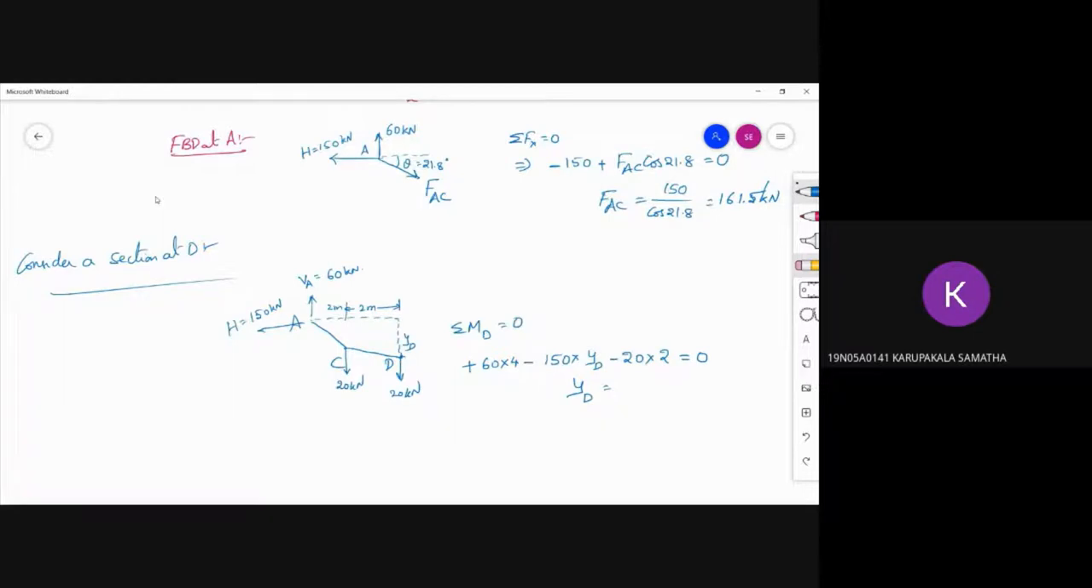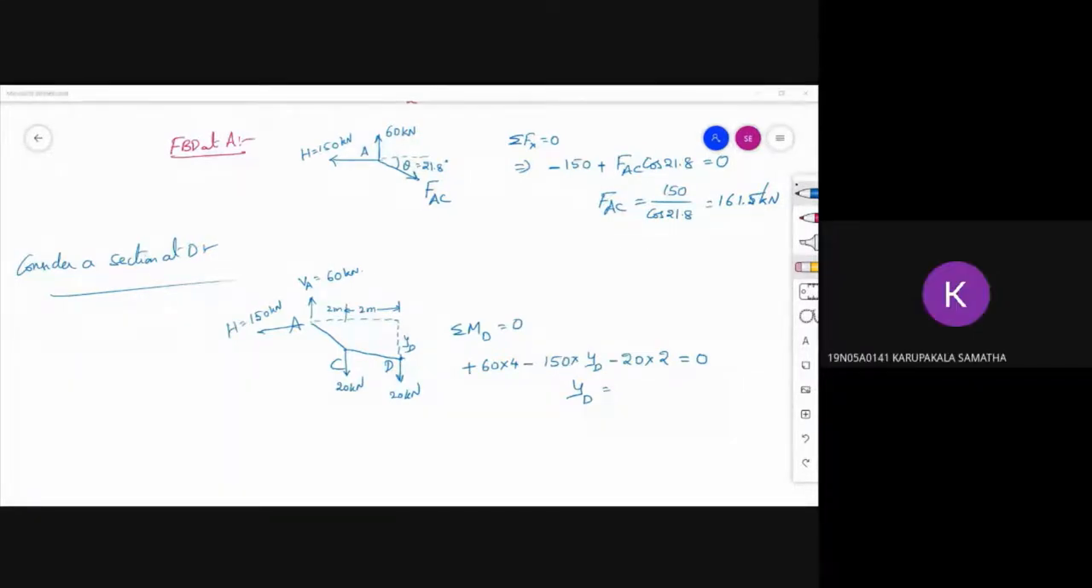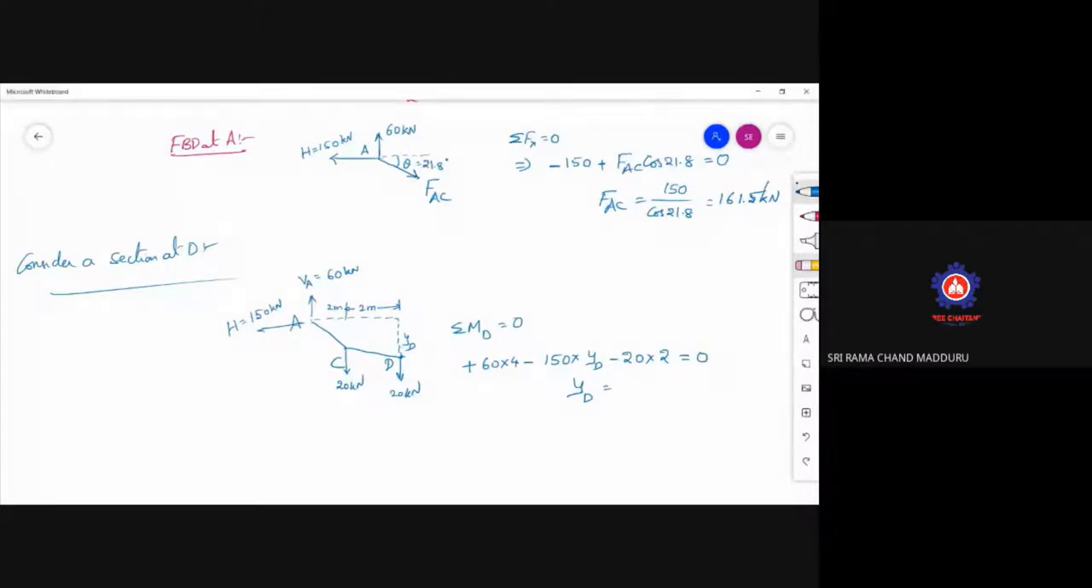How much? Please type in the chat box. Yeah, I know some people are facing network issues, but you can type in the chat box. 1.33, sir. 1.33. Yes, so this YD is 1.33 meters.